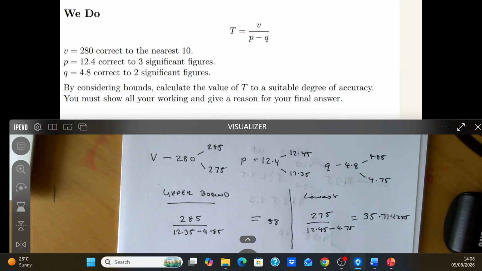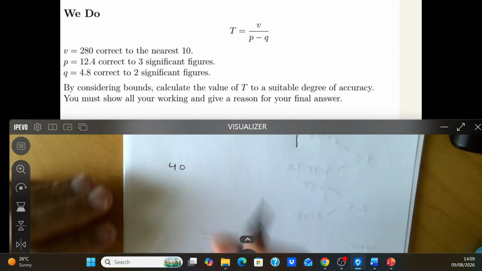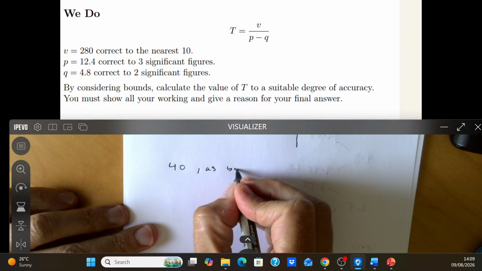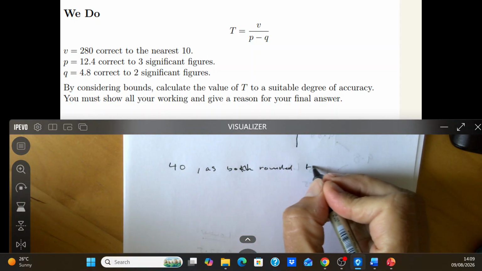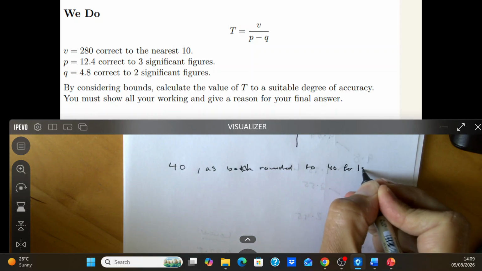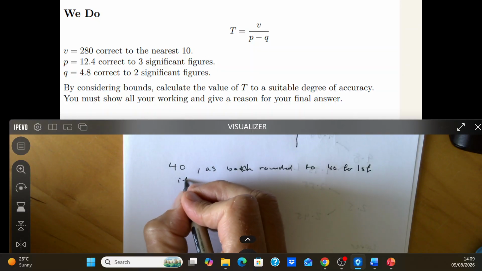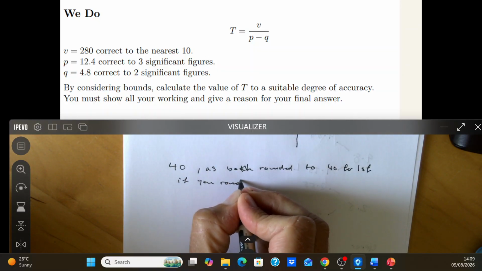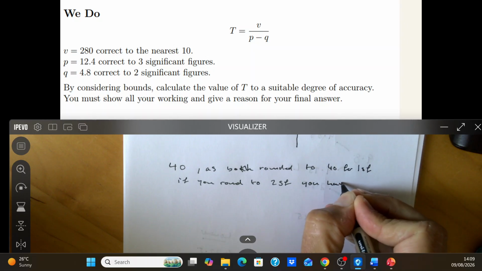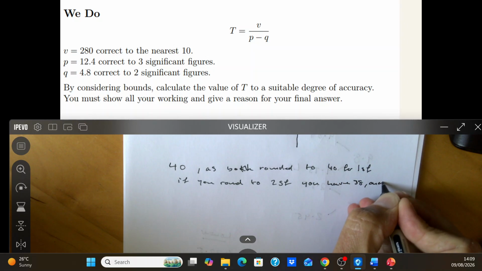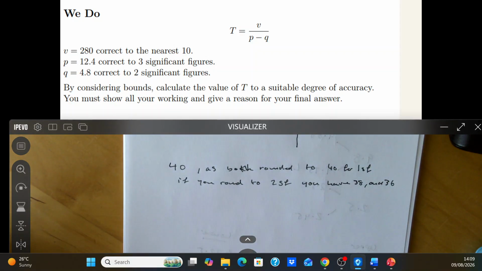So if I round them to one significant figure, they both become 40. Two significant figures, it's 38 and 36. So 40 has both round to 40 for one SF. If you round to 2 SF, you have 38 and 36. Sorry if I said 35 earlier.